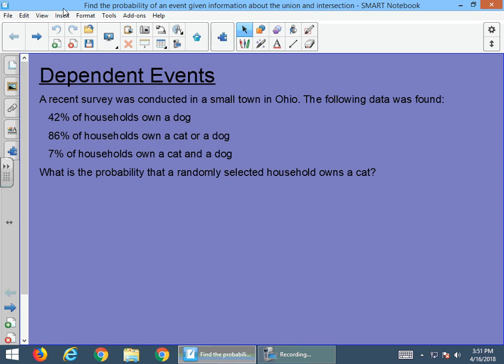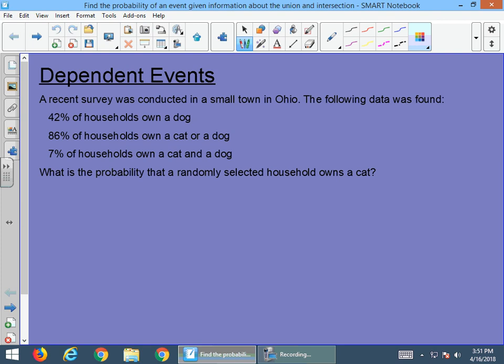And in each one of these problems, what I'm trying to find is the probability of one of the events happening, but it's going to give me a bunch of information about multiple events and things of that nature. So let's take a look at this first example.